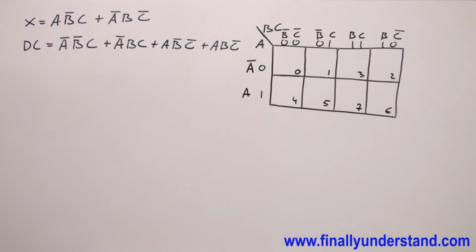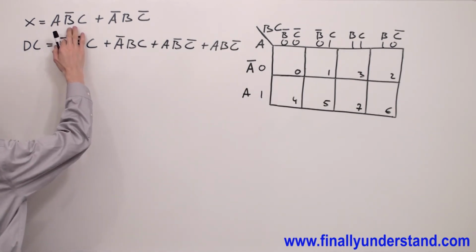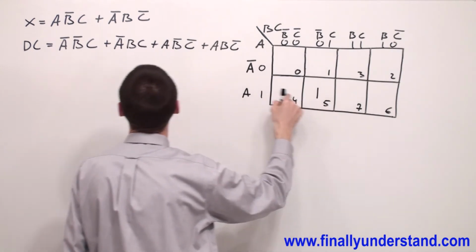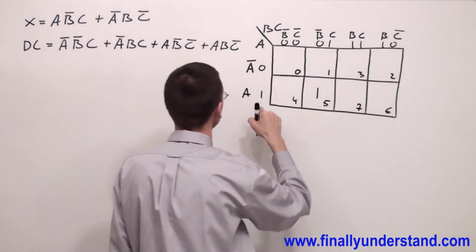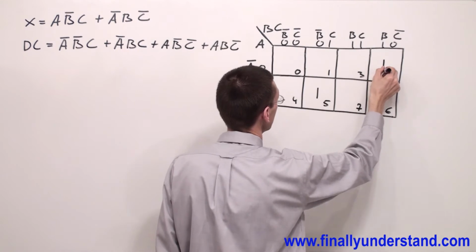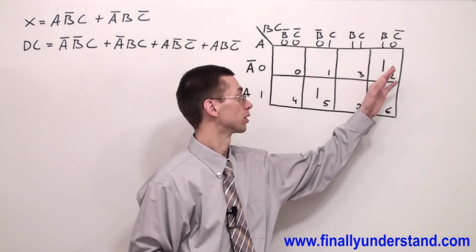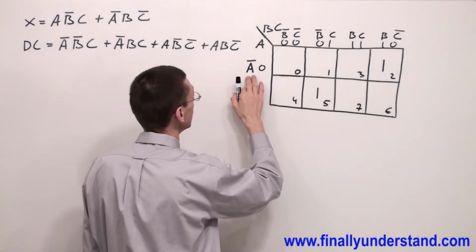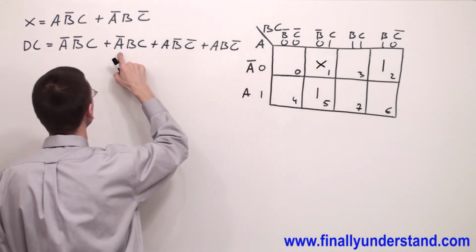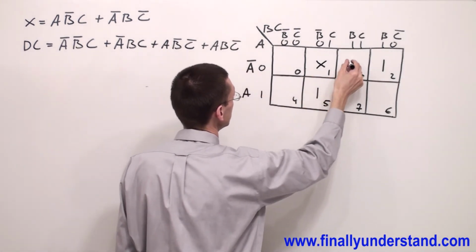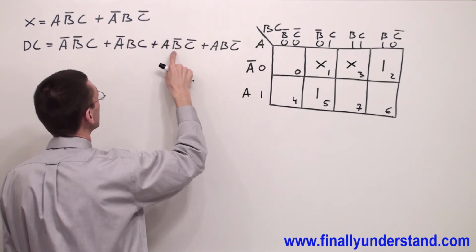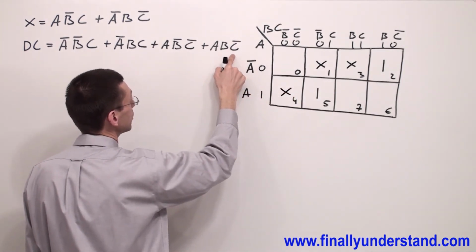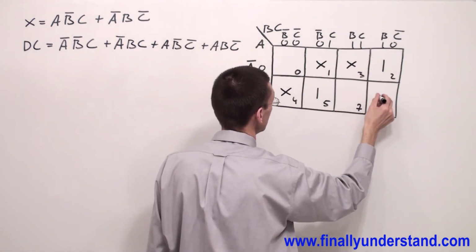Let's take a look at this problem. We have 2 ones. I have A, B naught, C; my one is in box 5. I have A naught, B, C naught; my other one is in cell, or some people call it box 2. Next, I have don't care conditions. A naught, B naught, C is the first don't care. A naught, B, C is the next don't care. I have A, B naught, C naught over here, and I have A, B, C naught.